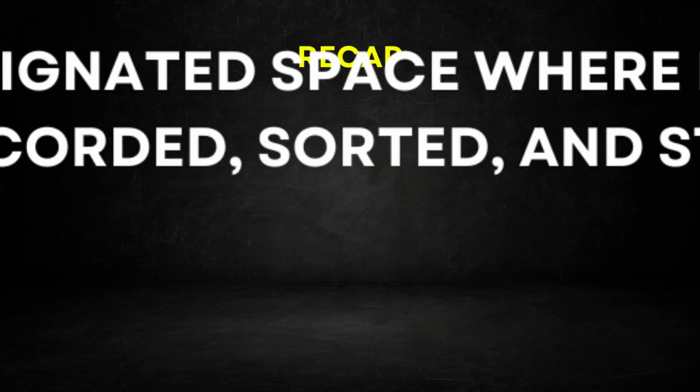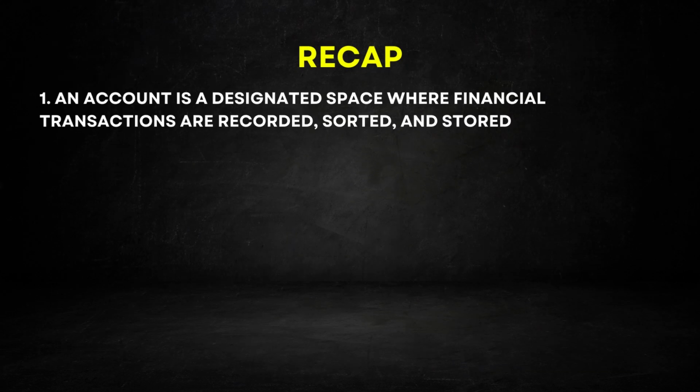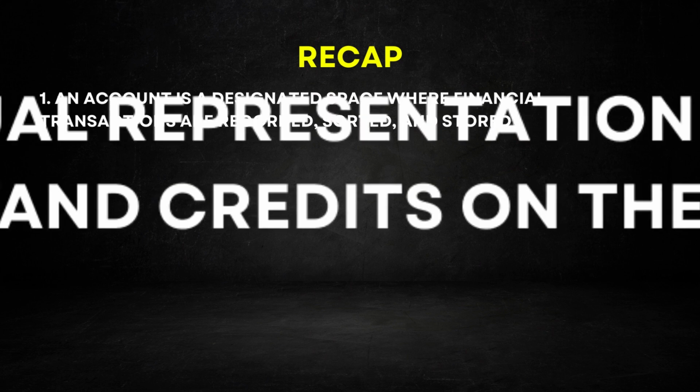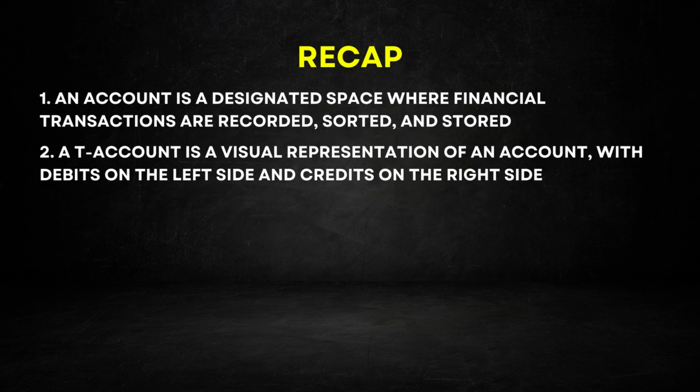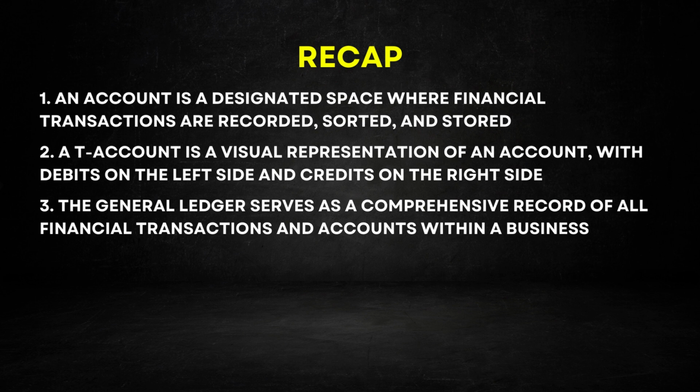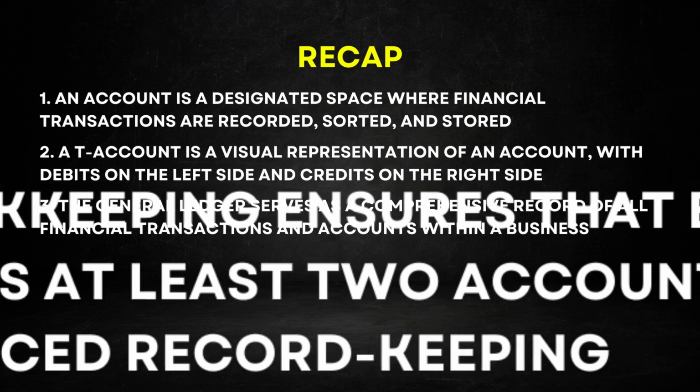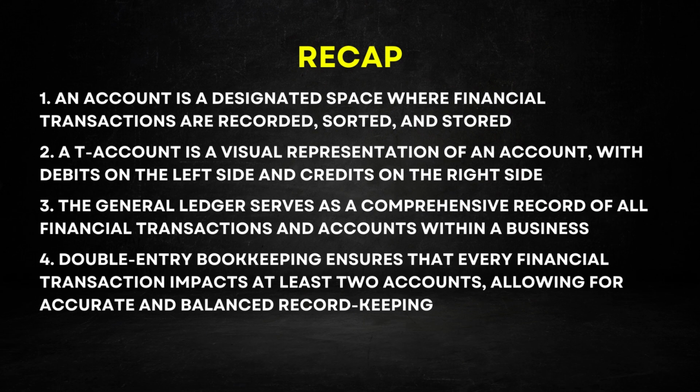To recap, an account is a designated space where financial transactions are recorded, sorted, and stored. A T account is a visual representation of an account with debits on the left side and credits on the right side. The general ledger serves as a comprehensive record of all financial transactions and accounts within a business. Double-entry bookkeeping ensures that every financial transaction impacts at least two accounts, allowing for accurate and balanced record keeping.